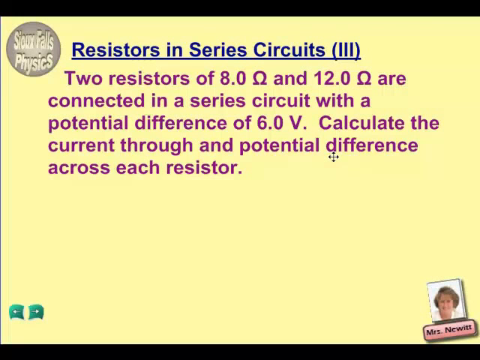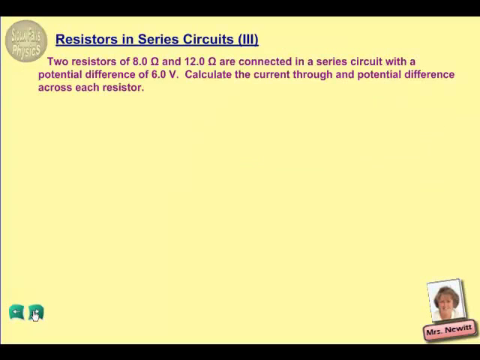Hello from your Sioux Falls physics teachers, looking more today at series circuits, this time with two resistors of unequal amounts, 8 ohms and 12 ohms. We are to calculate the current through and potential difference across each resistor.